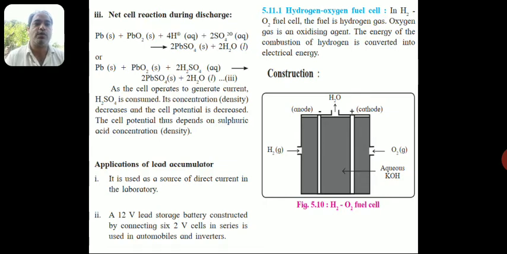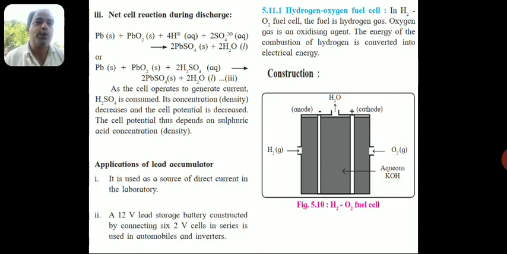So it is used for automobiles and inverters. Next is the hydrogen oxygen fuel cell. This is a very latest technique, we can say. It is generally used in airships or spaceships. It gives current, and its side product is also water. We use that water for drinking purposes. So we will see it in detail.